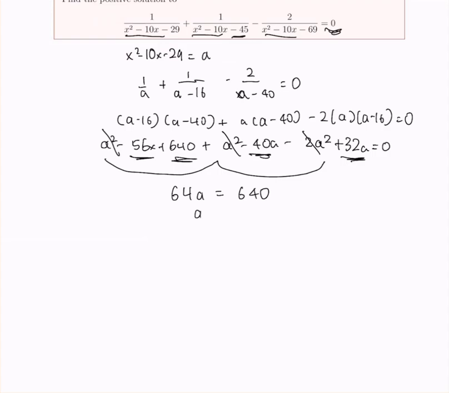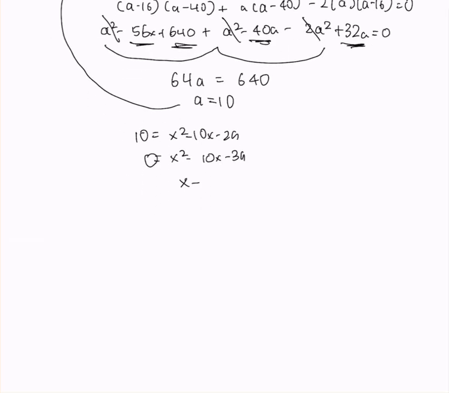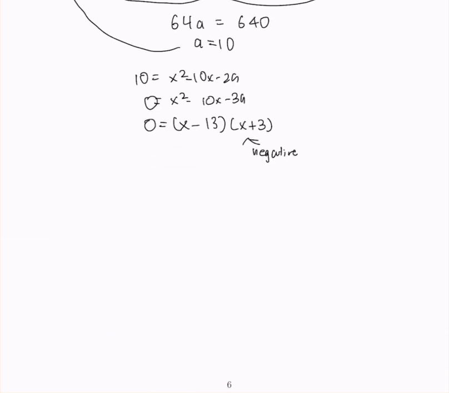And this would give us a is equal to 10, and if we bring that back up here, we can find x. So if I put 10 is equal to x squared minus 10x minus 29, then x squared minus 10x minus 39 is equal to 0, and then if we factor this, which we can do because it's a quadratic, x minus 13 times x plus 3 is equal to 0, and this would give us a negative solution. x is equal to negative 3, and we want the positive solution, so we just take x is equal to 13, and that would be our answer.